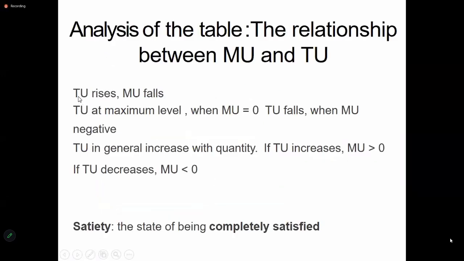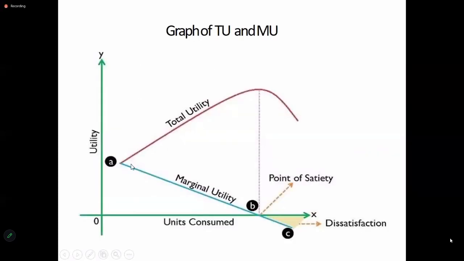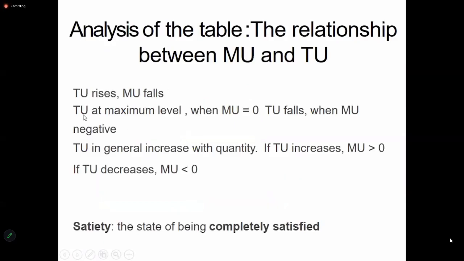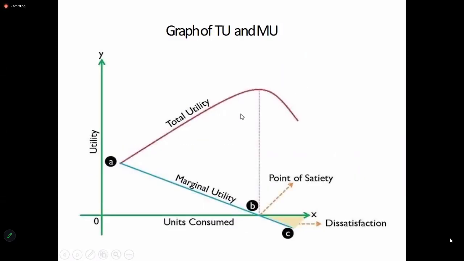When total utility rises, marginal utility falls. See here, total utility rises, marginal utility falls. Then total utility is at its maximum level when marginal utility is 0. See again, total utility at maximum level.